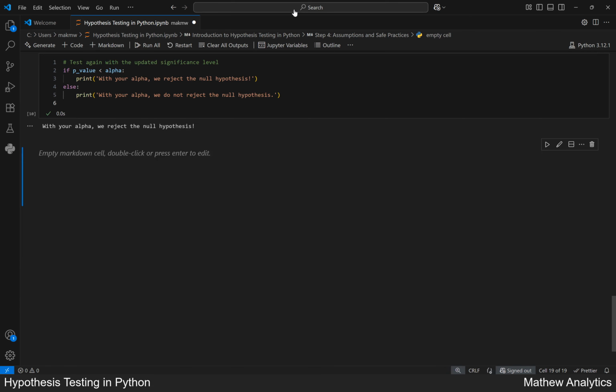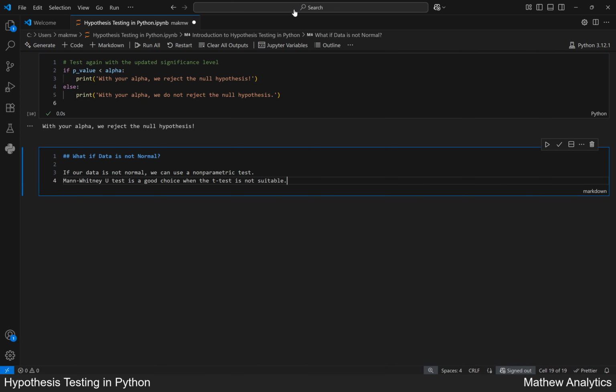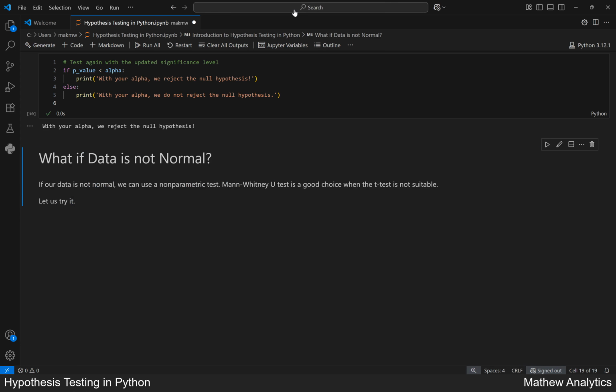What if data is not normal? If our data is not normal, we can use a non-parametric test. Mann-Whitney U test is a good choice when the t-test is not suitable. Let us try it. Running the cell now. Some real-world datasets are not normal. Know your tools.